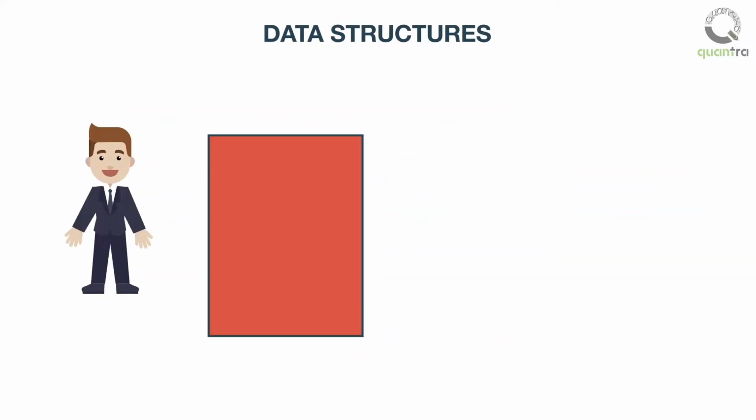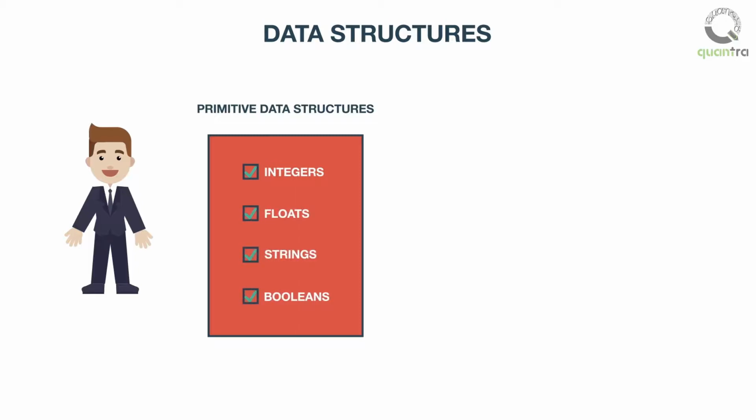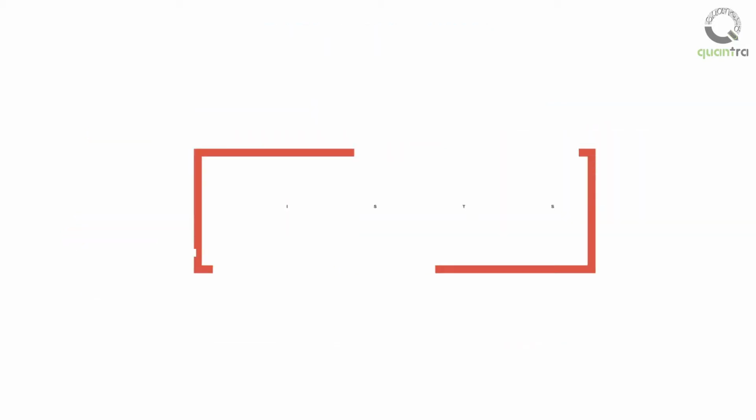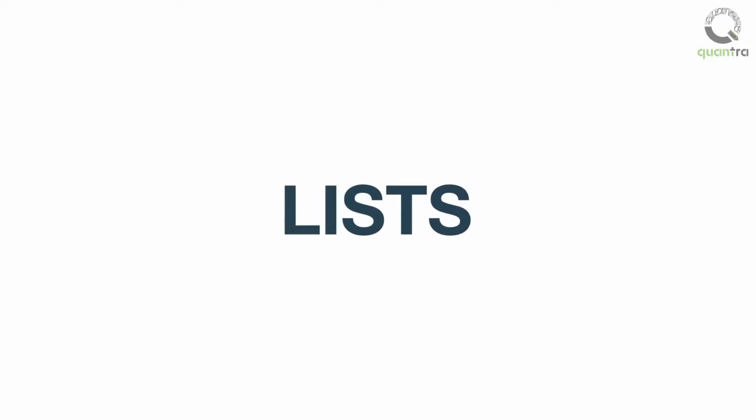We have already worked with primitive data structures like integers, floats, strings, and booleans in the previous section. As we go further in this course, we will deal with more advanced data structures like lists, tuples, dictionaries, sets, and arrays. Let us first begin by understanding lists.